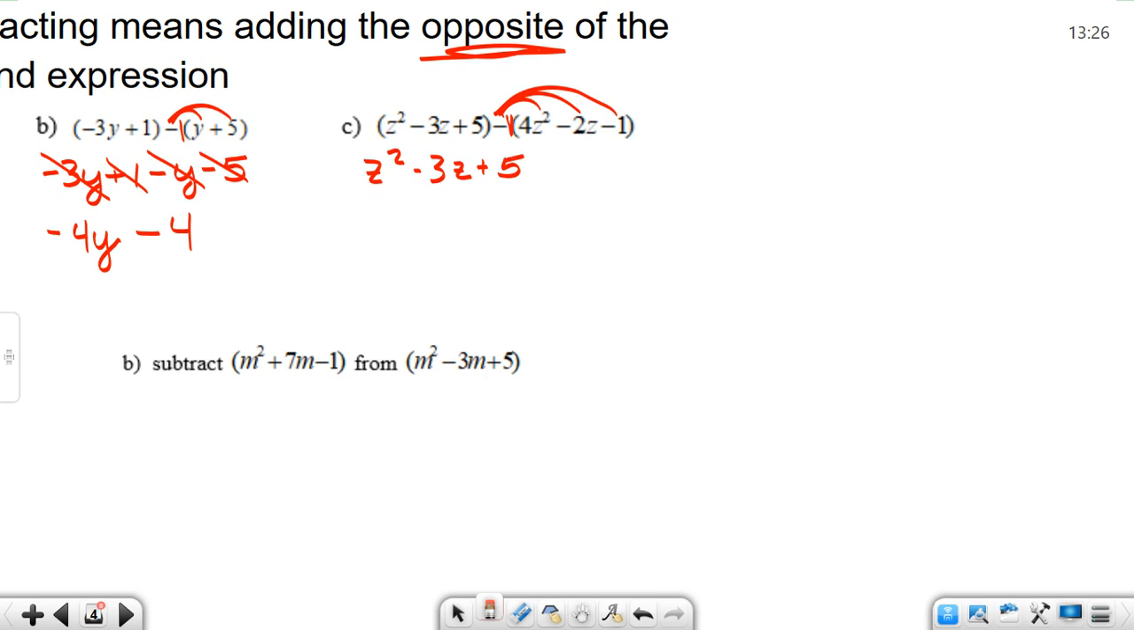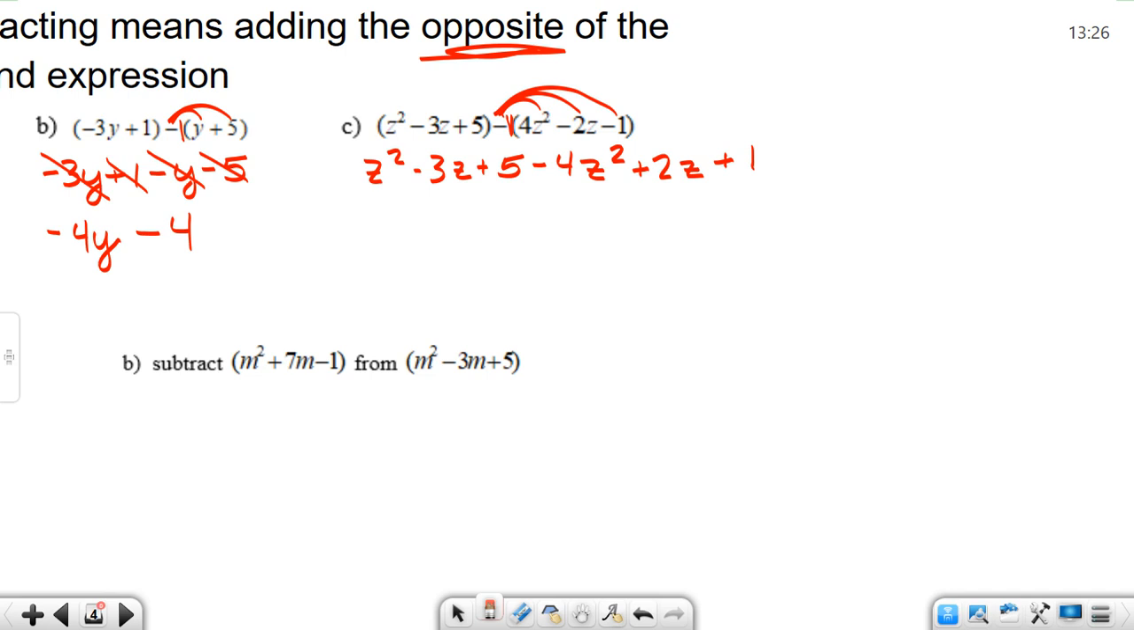And you guys might have heard me say earlier this year that remember when we distribute a negative, it switches all the signs or makes it opposite. So we're going to get negative 4z squared plus 2z plus 1.